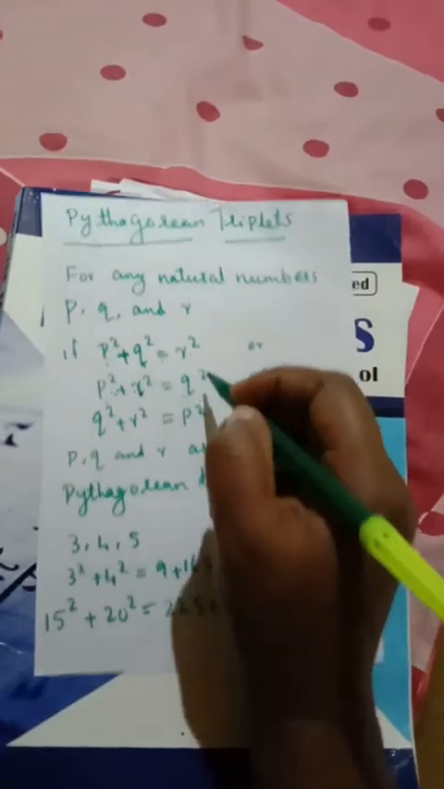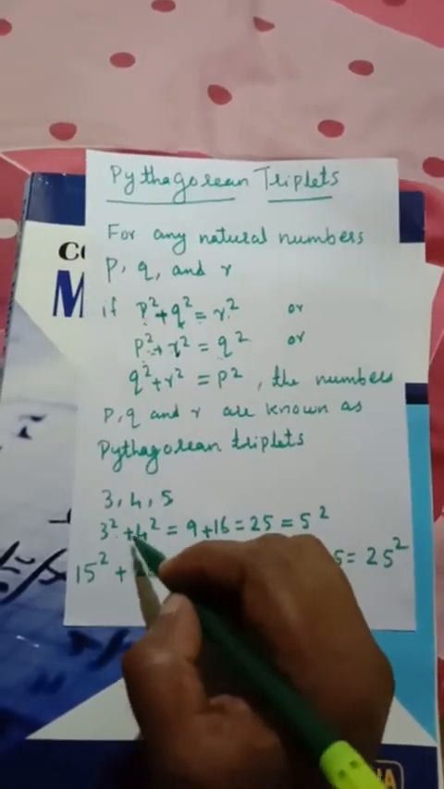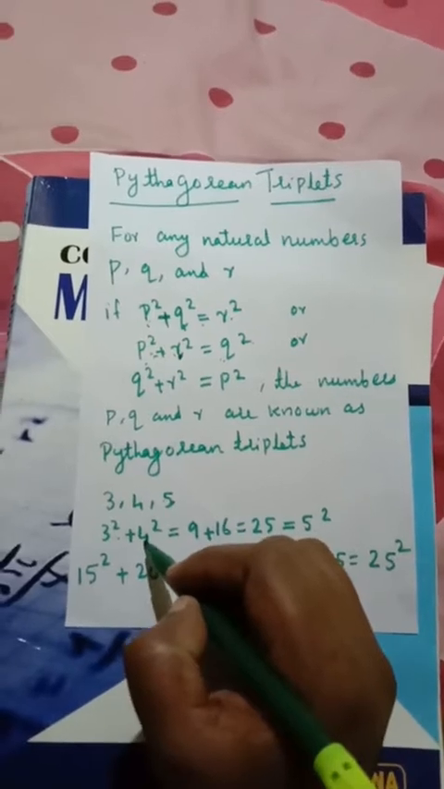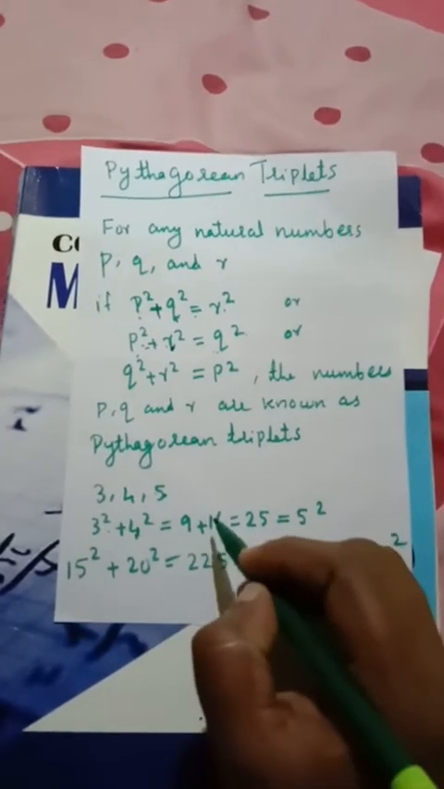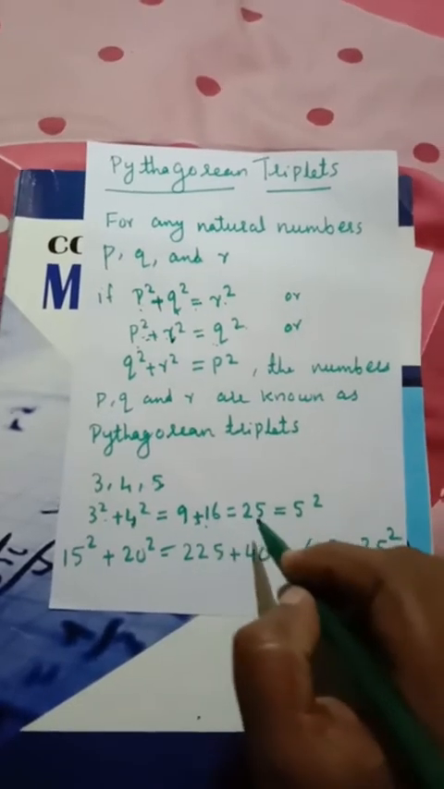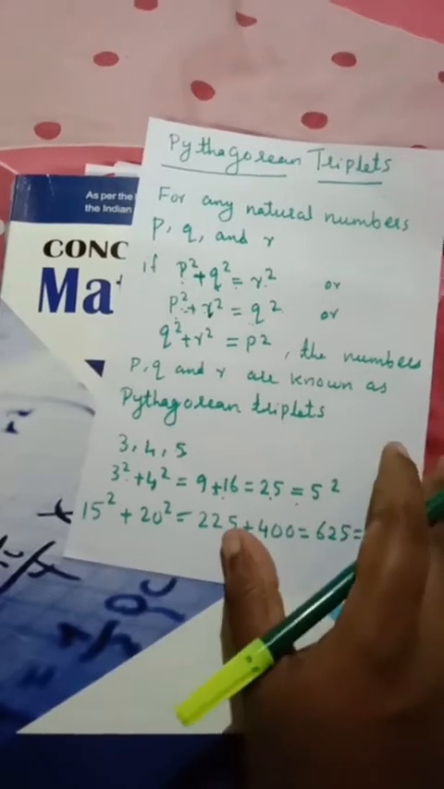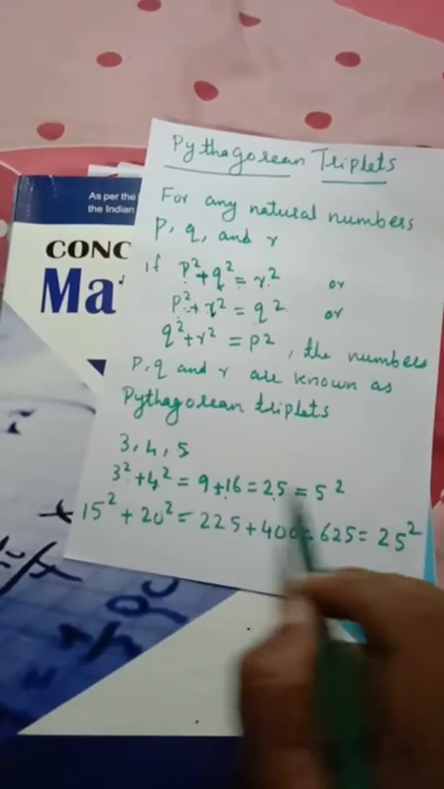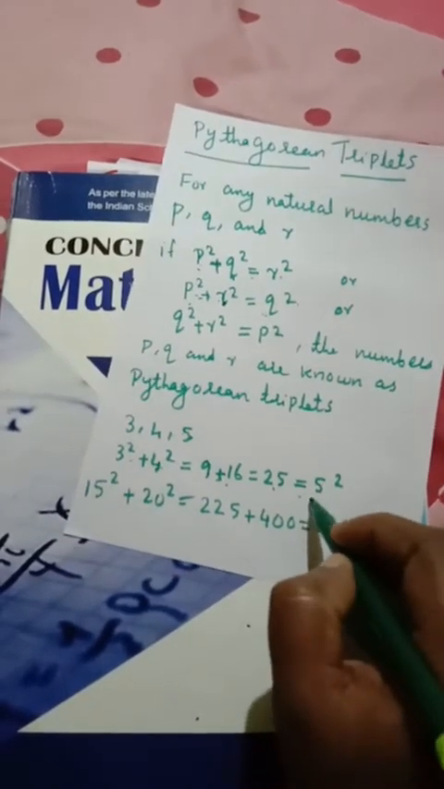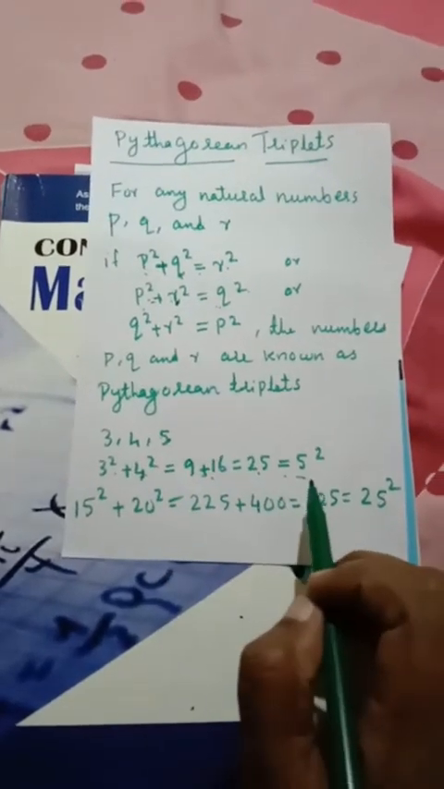Let us check the example. 3, 4, 5. What is 3 square plus 4 square? 3 square is 9, 4 square is 16. 9 plus 16 is 25. 25 means it is 5 square, you know. So we can say that 3 square plus 4 square is equal to 5 square.